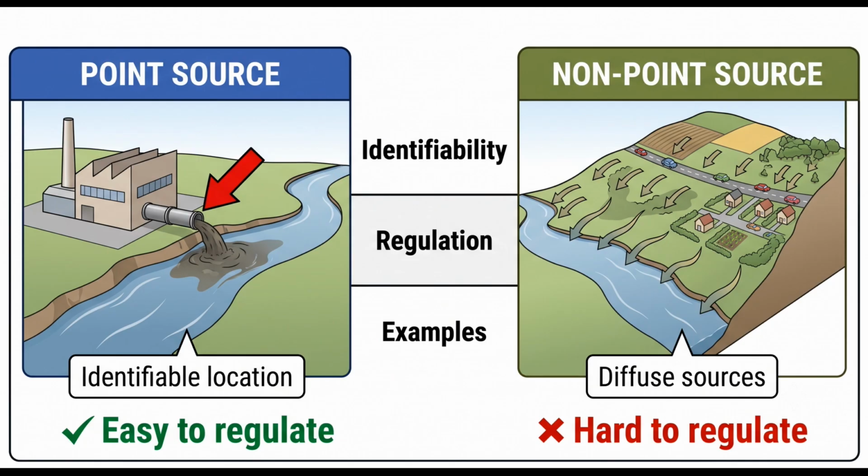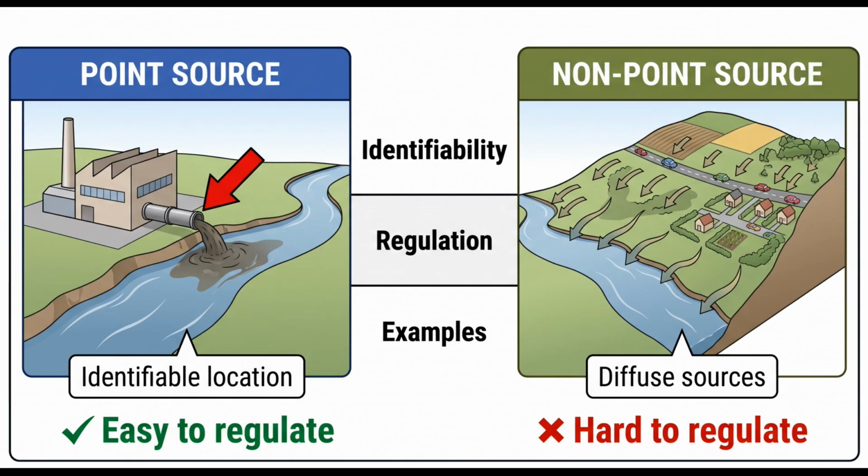Point source pollution comes from a single, identifiable location: a pipe, a drain outlet, a specific factory discharge point. You know exactly where it is coming from. You can test the water at that pipe. You can trace it back to the owner. That makes it relatively easy to detect, monitor, and regulate.